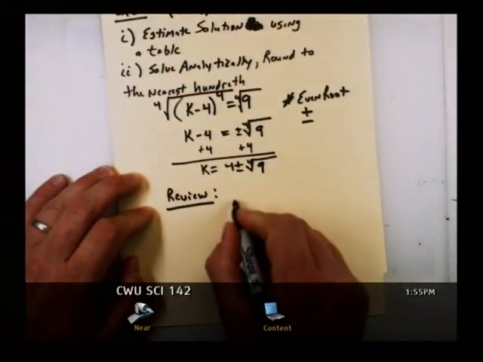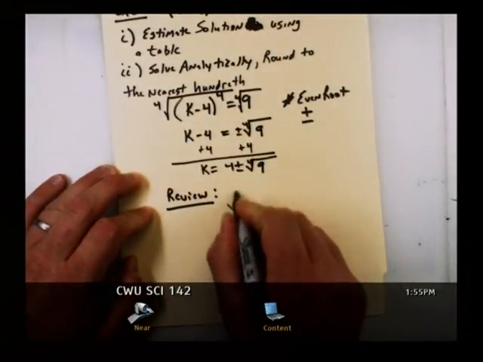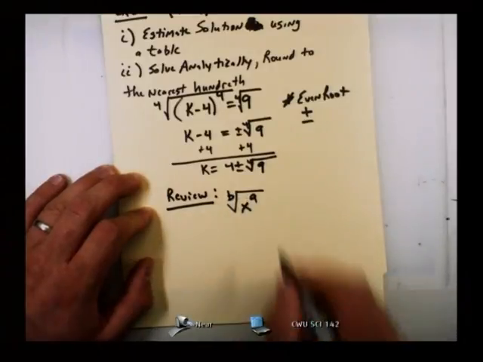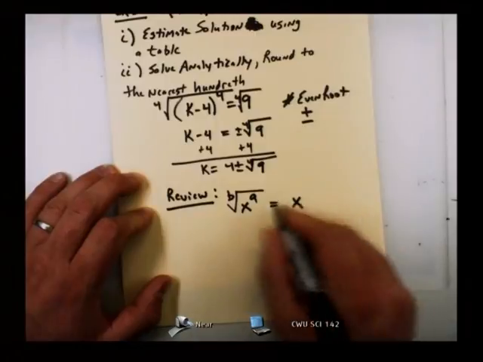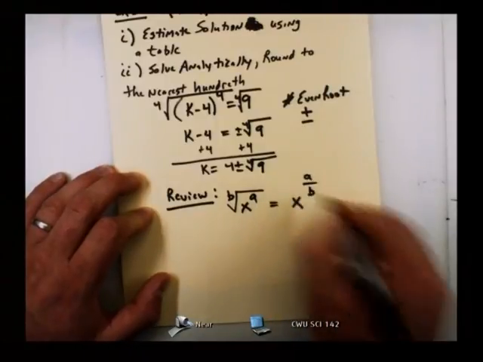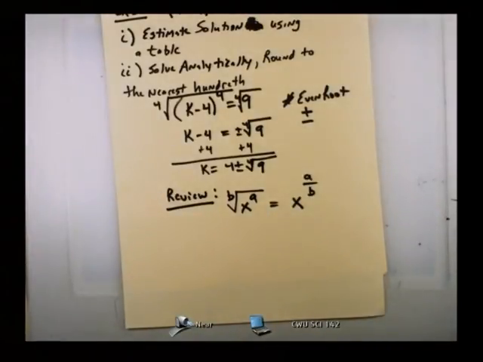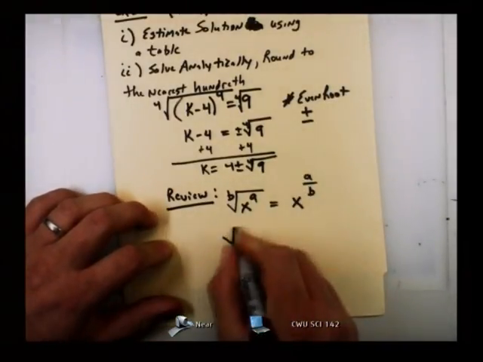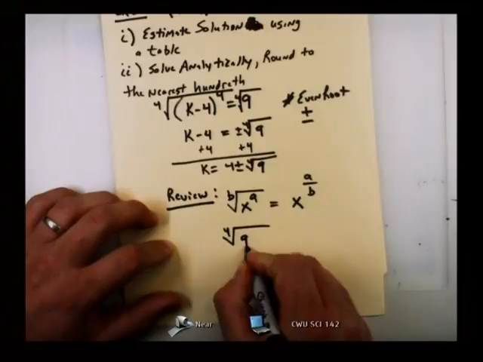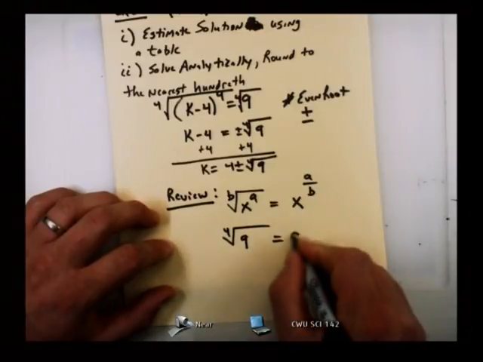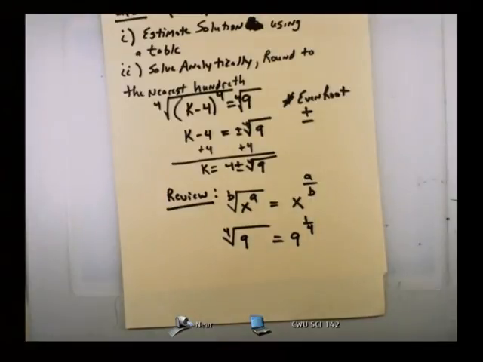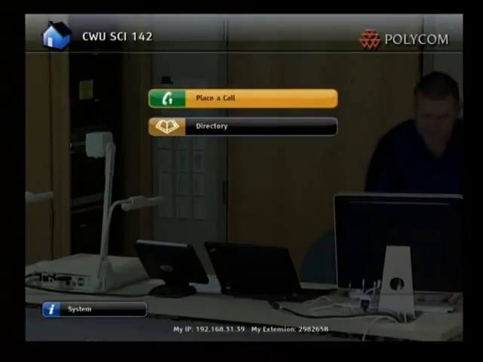To review again, if you have, let's just go for the bth root of x to the a power. Reminder, that's x to the power of a over b. Going back to our example, we had the fourth root of 9. So how would we rewrite that? We'd write that as 9 to the 1/4 power. Let's go back to the calculator and throw that puppy in.